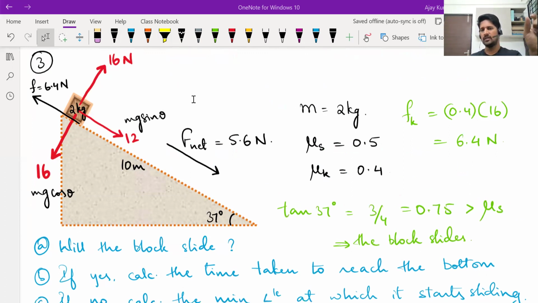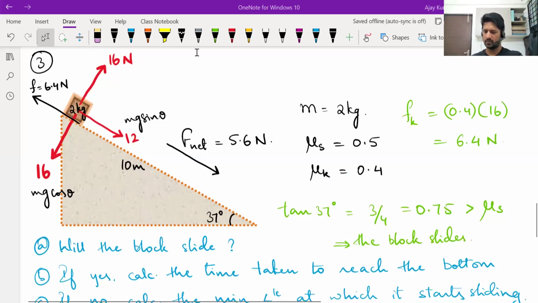Limiting friction is only to check whether the block's sliding will be prevented or not. And here limiting friction is not sufficient to prevent sliding. So sliding will occur. Once sliding occurs, you forget about static friction. You need to consider only kinetic friction.